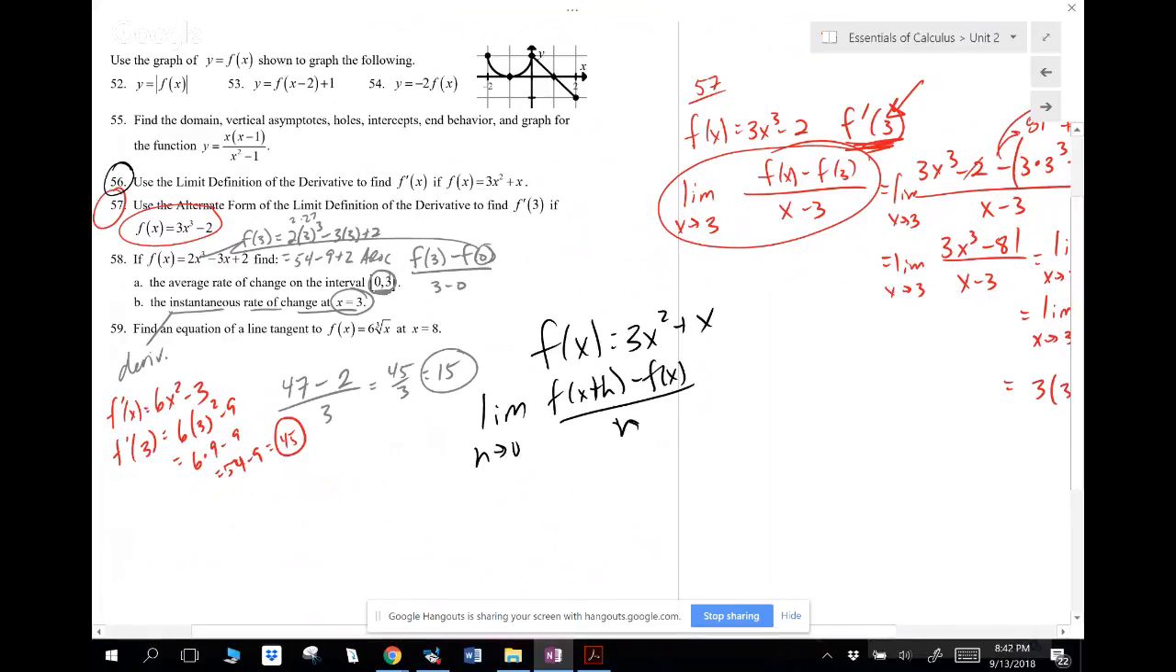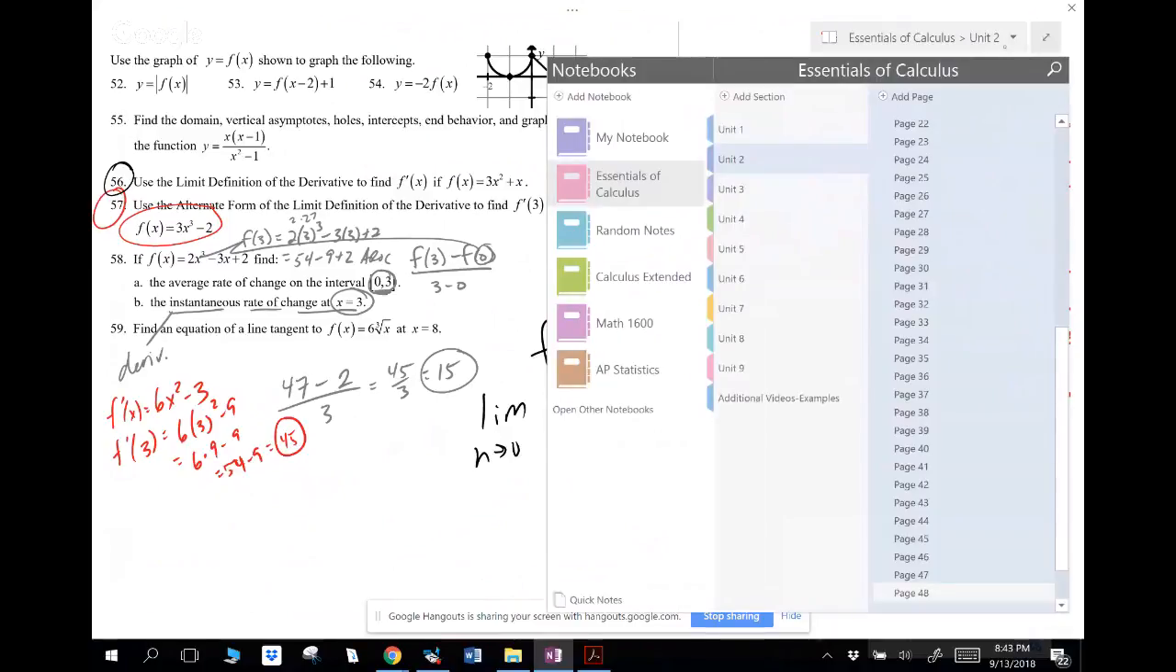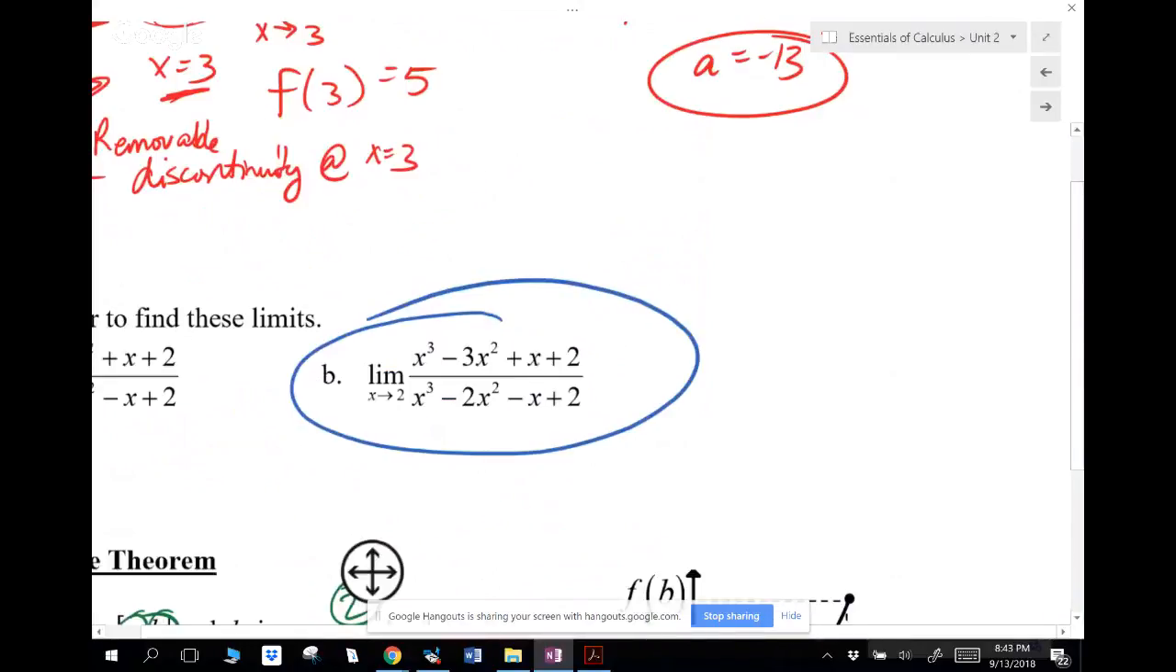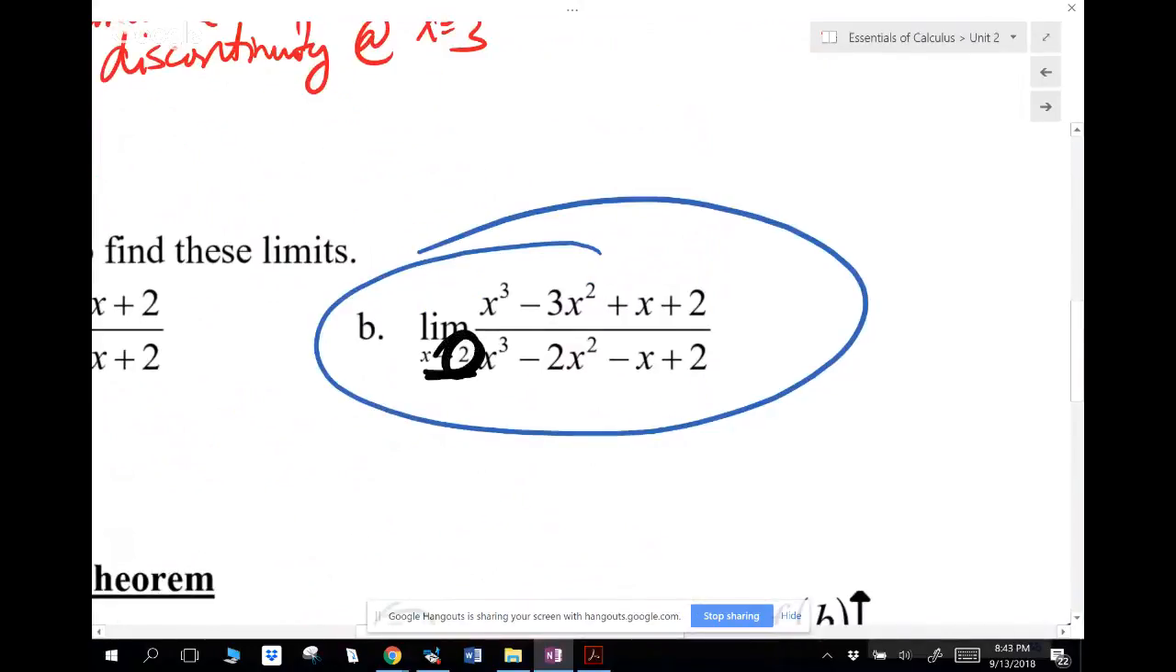Let me go back to the calculator real quick. Somebody asked me, how do you know what table setting? You just have to think about what your limit is. When I was doing this one, the question was the limit as x approaches 2. So I'm going to start at a number close to 2. That's why I started at 1.9. And then for the setting, I want to get really close.